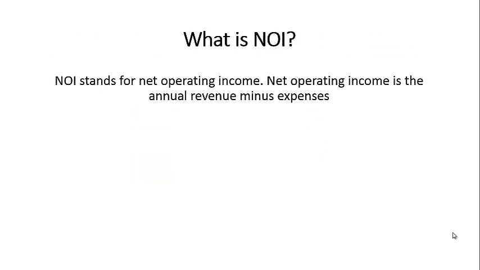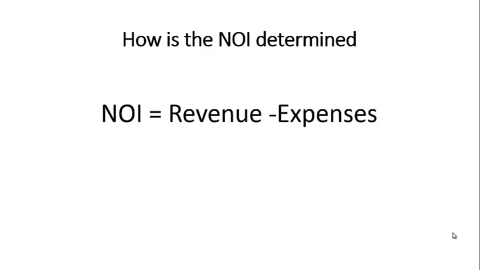So let's get started. So what is NOI? NOI stands for the net operating income. Net operating income is the annual revenue minus expenses. How is the NOI determined? Make sure you remember this formula. NOI equals revenue minus expenses.